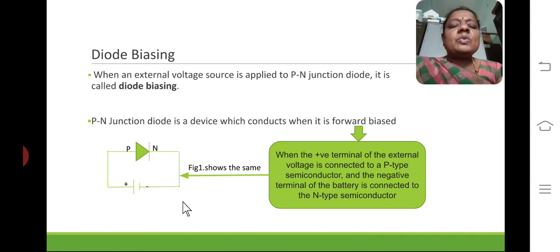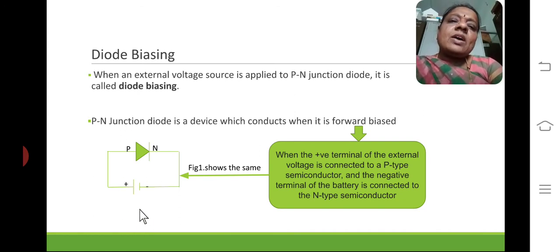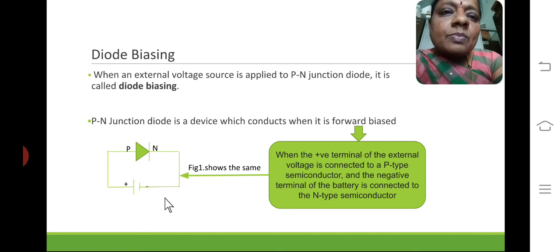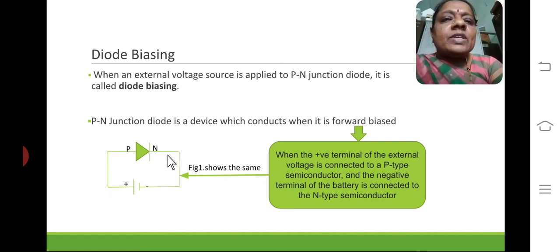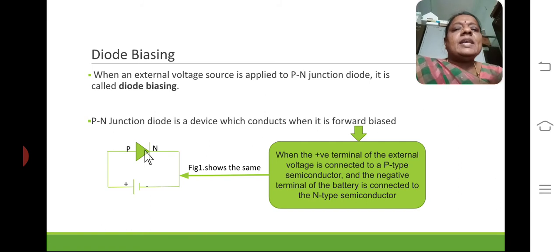Now let us move to the forward bias. What do you mean by the forward bias? Here you are seeing in the circuit diagram, I have taken the PN junction diode and here you have the power supply. We all know that the power supply also has a positive and negative terminal, and the diode also has a positive and a negative terminal. When the positive of the battery is connected to the positive of the diode and the negative of the battery is connected to the negative of the diode, then it is called the forward bias.